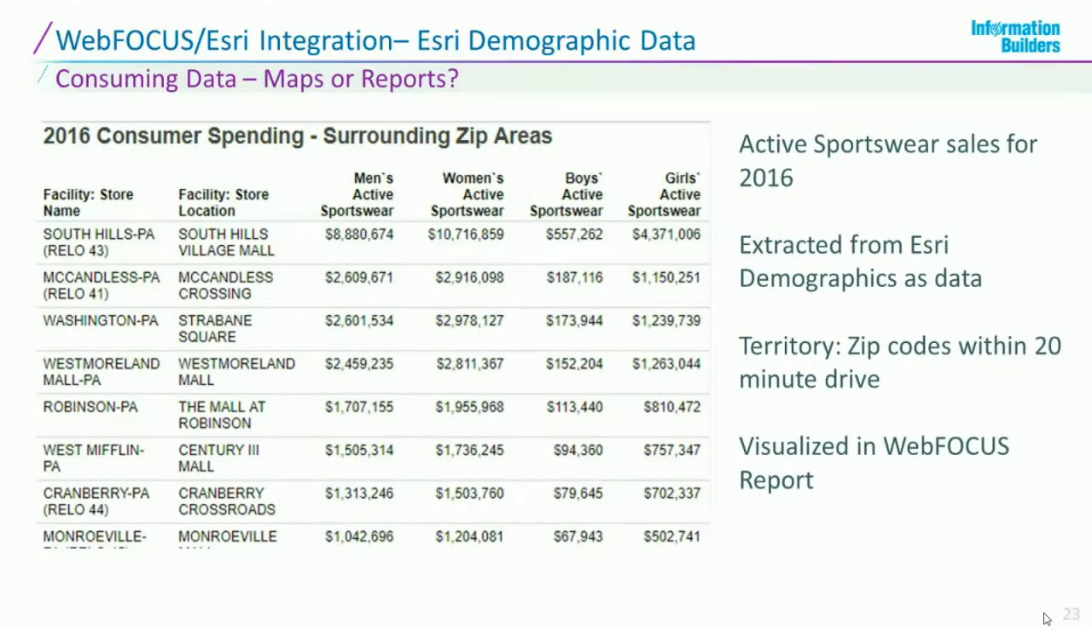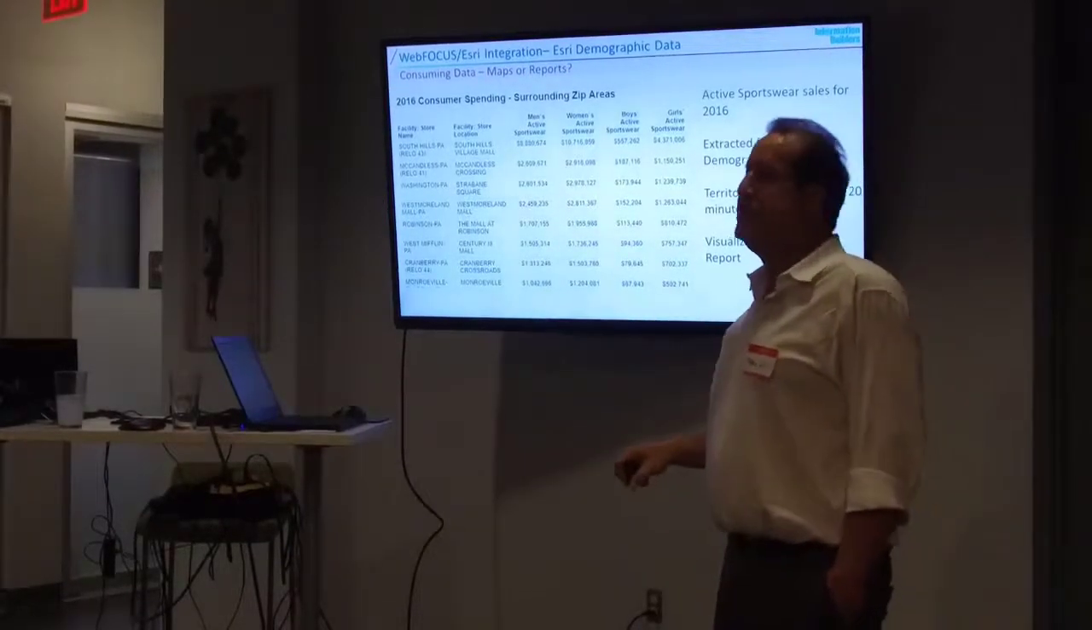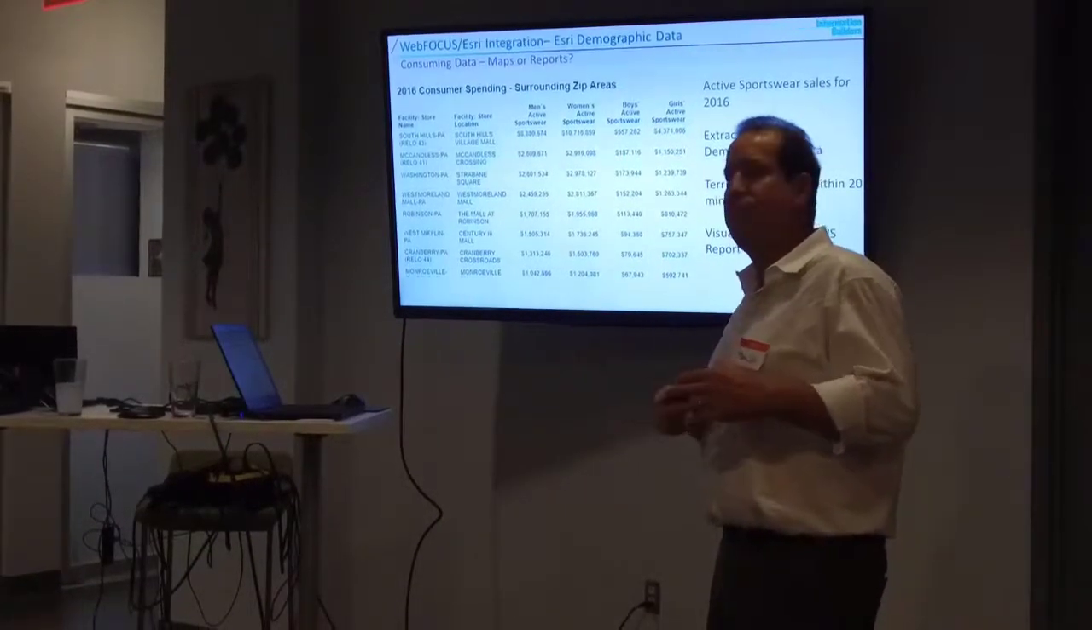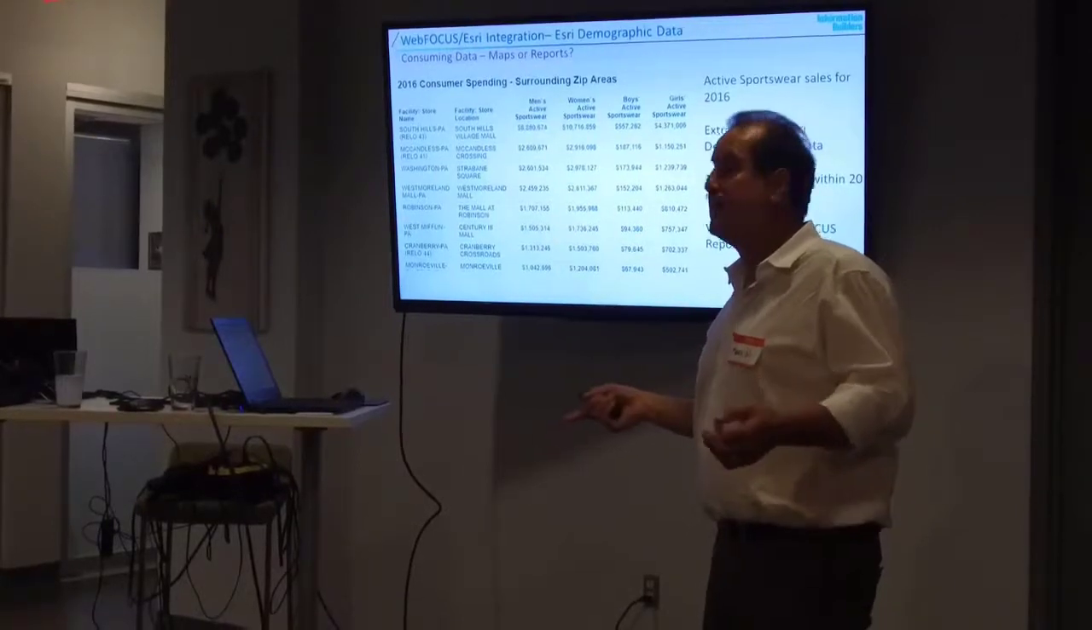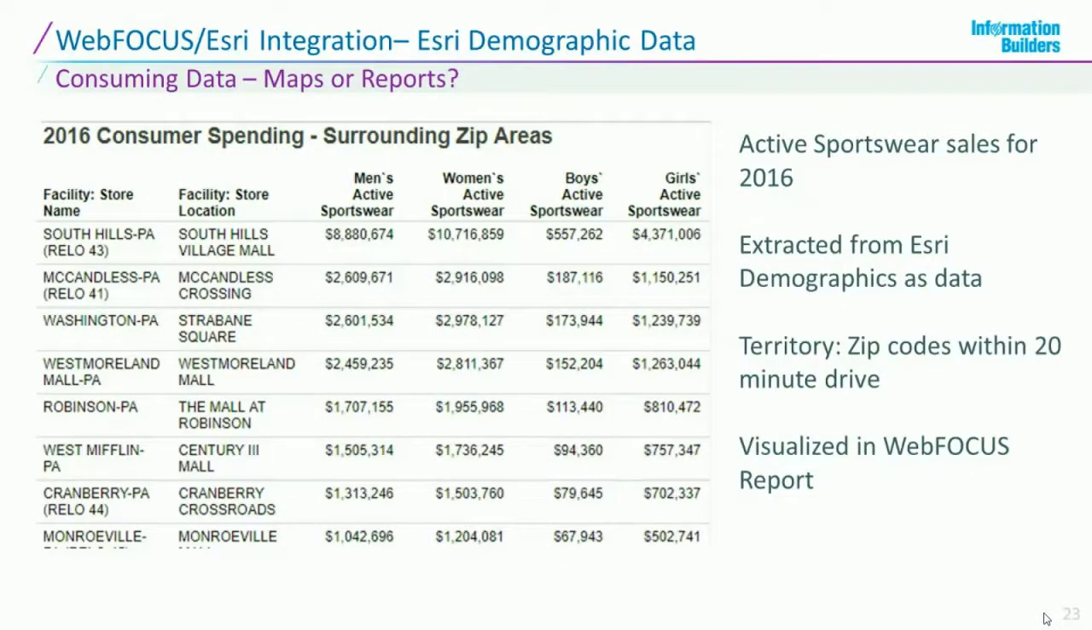And then, this is one of my favorites, consumer spending. So we did a little bit of GIS magic and we figured out the surrounding zip codes within that 20-minute drive and then rolled things up by zip code. So, take a look at this. 2016 consumer spending for South Hills. In 2016, almost $9 million spent on men's active sportswear. That's a whole lot of sweatpants. 10,700,000 women's active sportswear. Do you think they wanted to know about this?